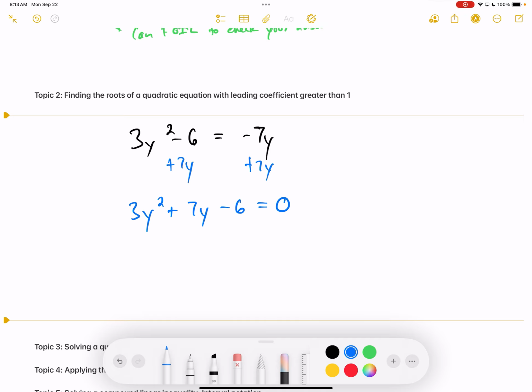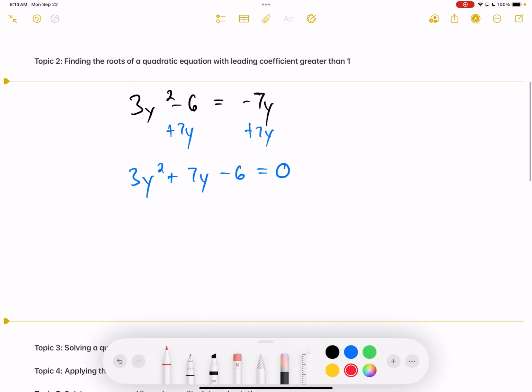So when you are factoring, how do you even know if you're doing a quadratic or an equation, if you're working a problem? If it has a y squared and a y in it, it's most likely going to be a factoring problem. So the first step of factoring is set it equal to 0. Then we check for a GCF. I cannot divide 3, 7, and -6 by anything besides 1.